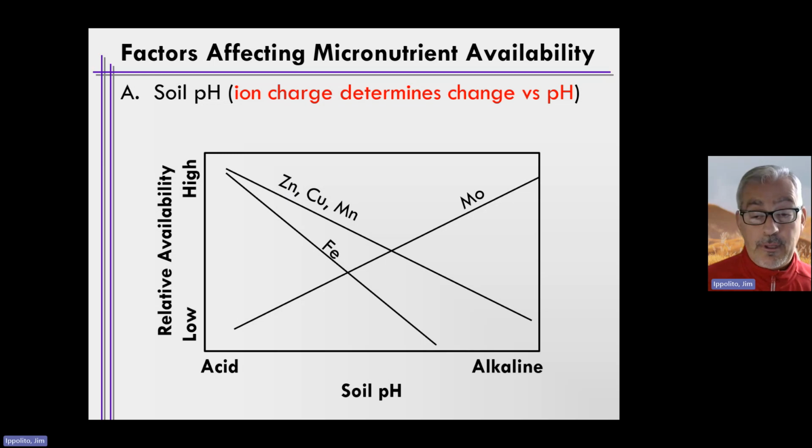And molybdenum is completely different from these other four ions. If you want to know a little bit about molybdenum, I might as well state it here because it's on the slide. Molybdenum, when it's found in soils, is actually found as molybdate, MoO4, so molybdenum with 4 oxygens. Molybdate has a -2 charge, and so it acts exactly opposite of zinc, copper, and manganese. Instead of decreasing with an increase in pH, it increases with pH simply because it has a -2 charge.